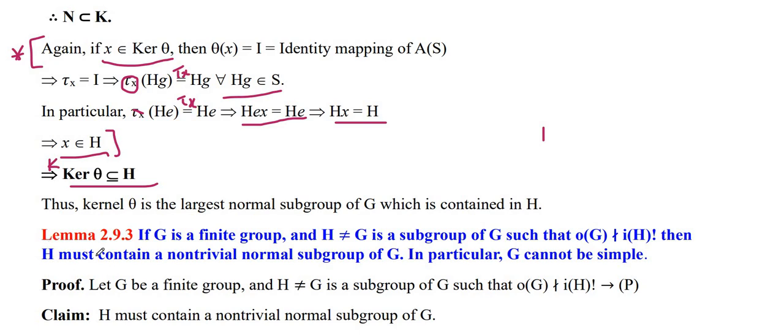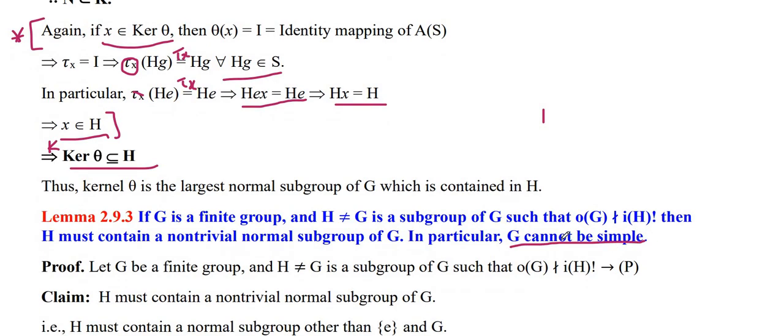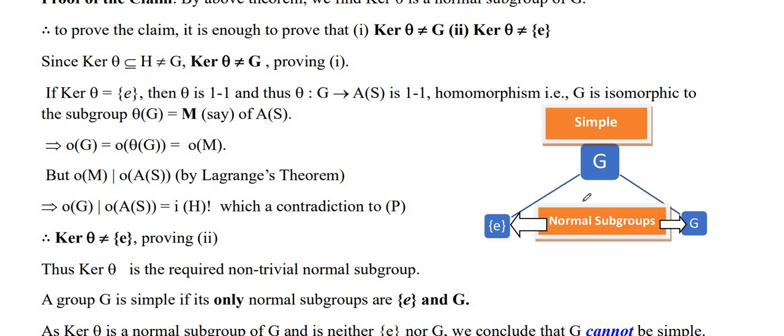Now the index theorem for simplicity. Simplicity means when do we say that G is simple? A group G is simple if its only normal subgroups are singleton E and G itself. So in between these two there should not be any other, that is there should not be any proper normal subgroup for G. Only then we can say that G is simple.